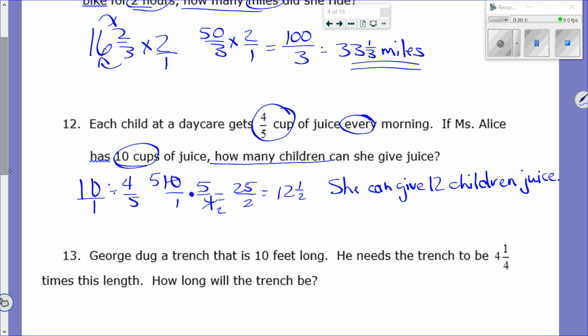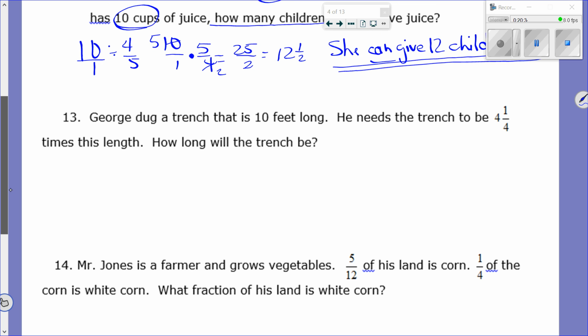If you've got half of a child at a daycare, you're going to jail. So if you have half of a child at daycare, you're going to jail. Because you've killed someone if there's only half of them left.